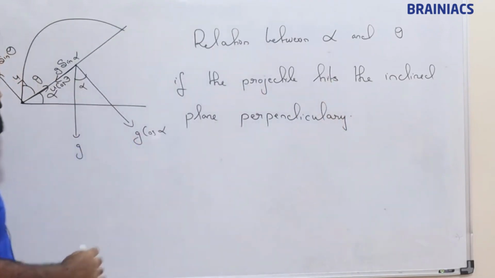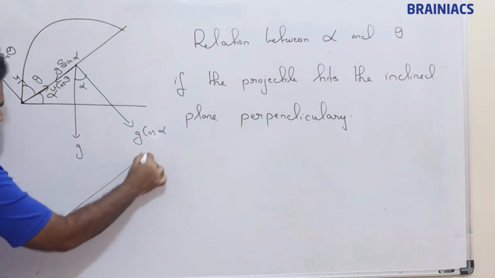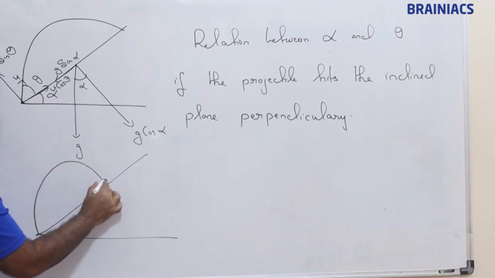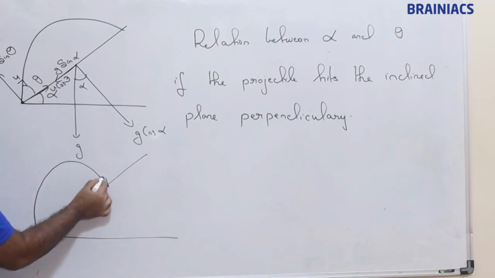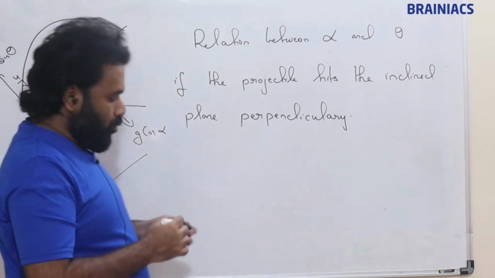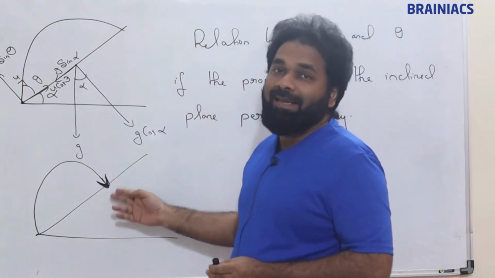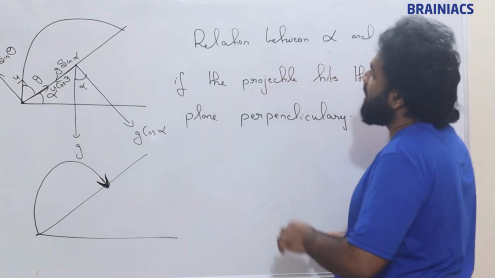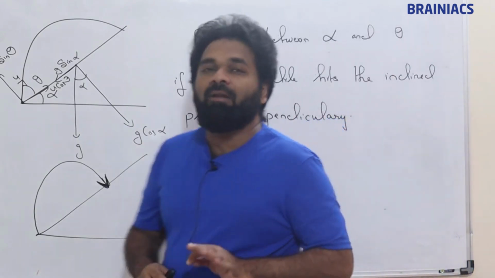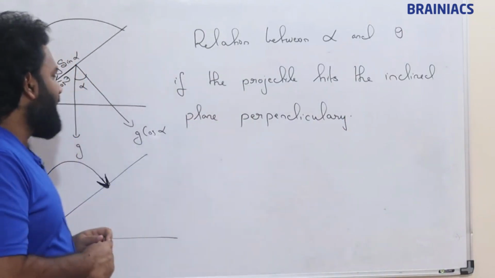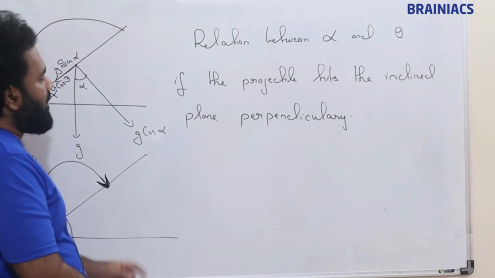So I'll draw here. Suppose this is an inclined plane, and we have projected from here, so it comes and hits here. This is perpendicular, that is, normal to the plane. It is hitting normal to the inclined plane. So for that condition, what is the relation between alpha and theta?